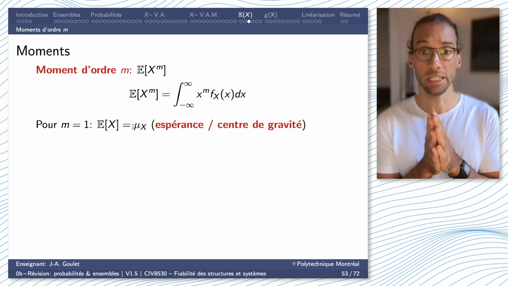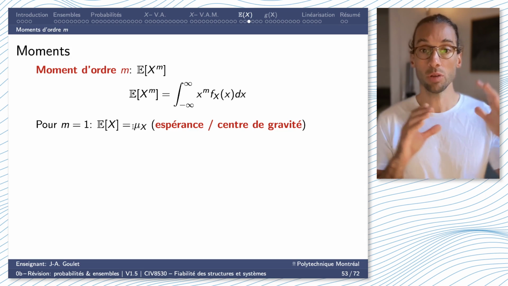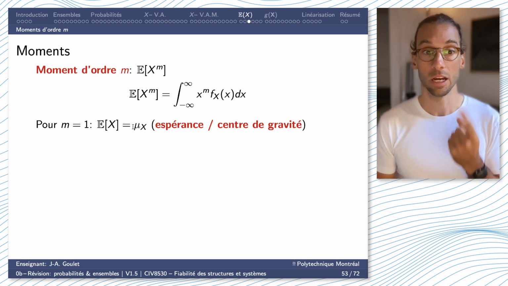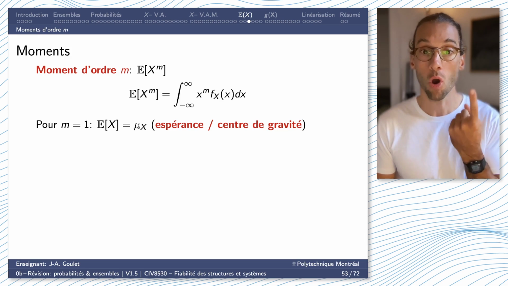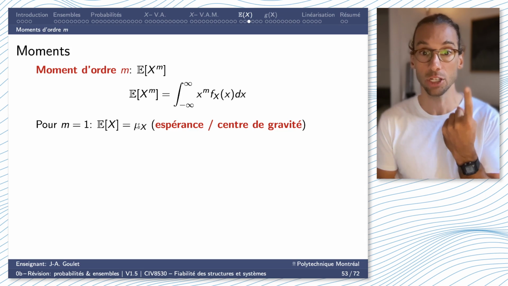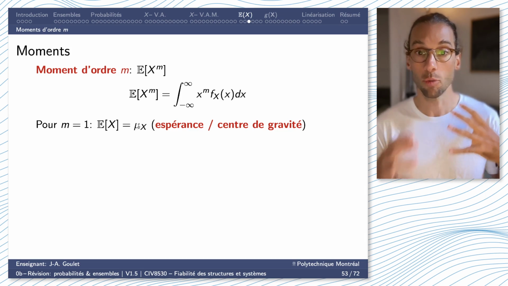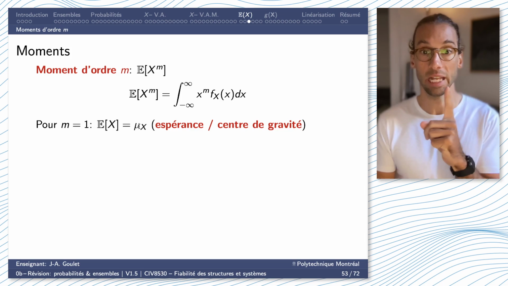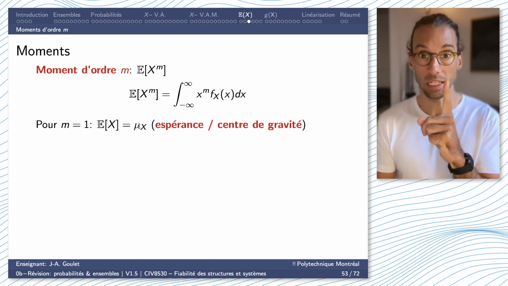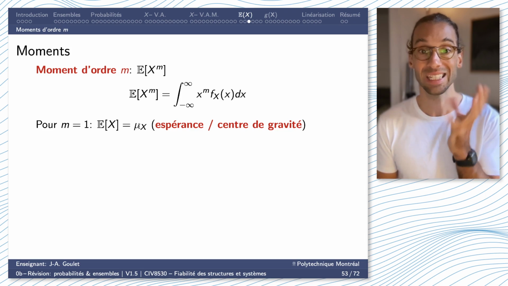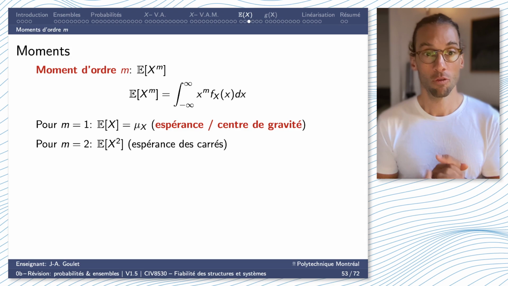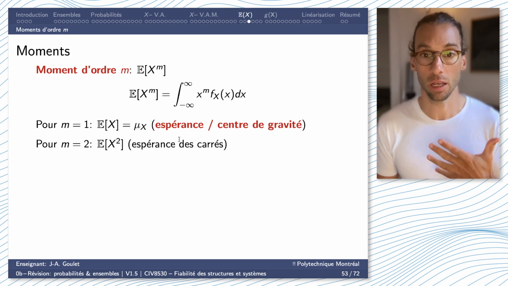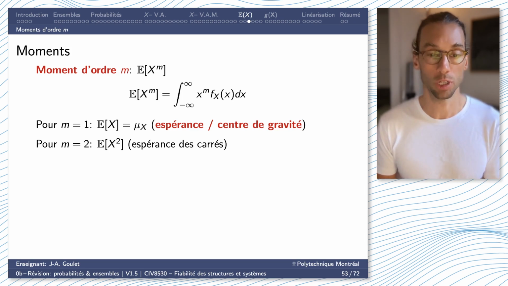And if we want to relate this to the concept of structures, when you have a cross section, say for a beam, its center of mass, center of gravity, represents the mean. It's the point at which you could balance that cross section on your finger. This is the same thing for a probability density or probability mass function. The mean represents the point on that probability density where, if you put it on your finger, you could balance it. It's kind of its center of gravity. For a moment of order 2, it's the expectation of x squared, the expectation of the square. It's not really meaningful or interpretable.